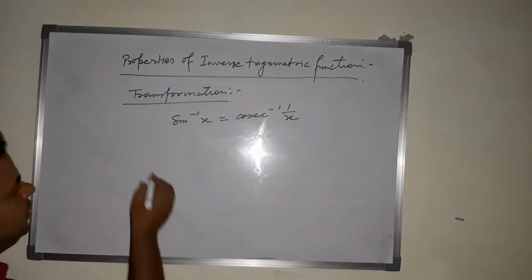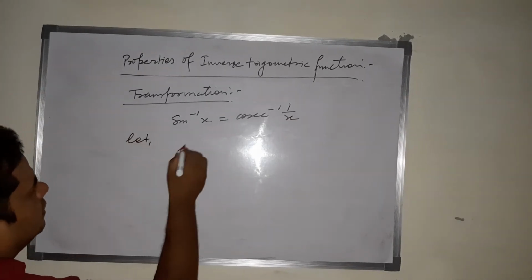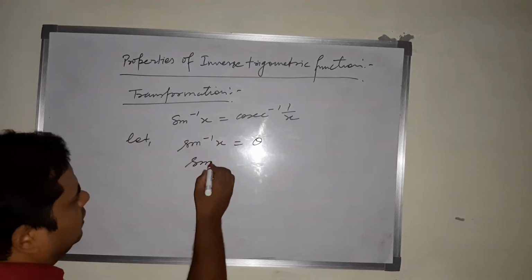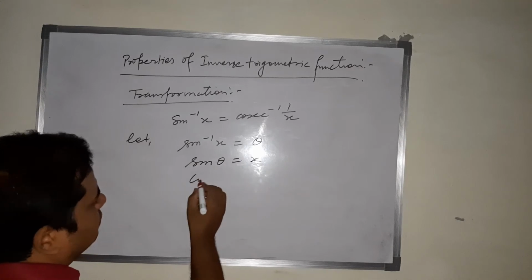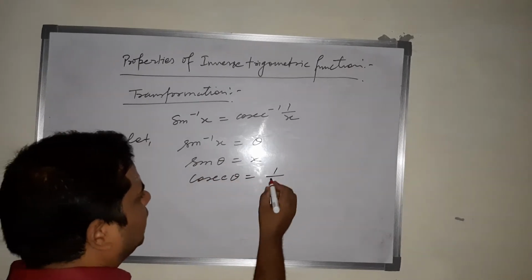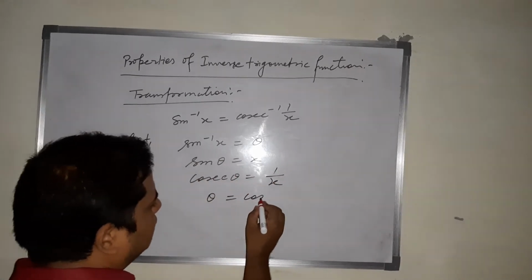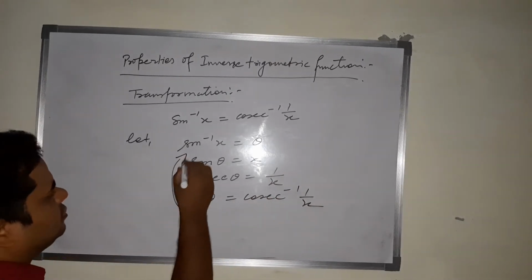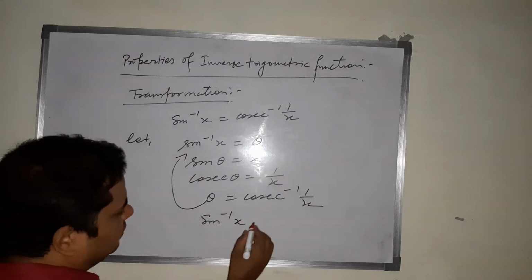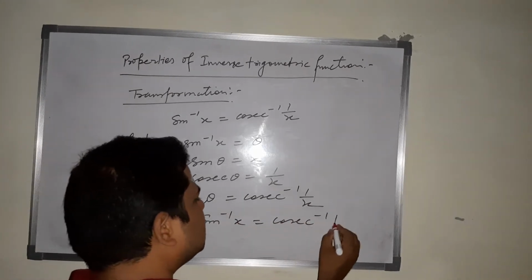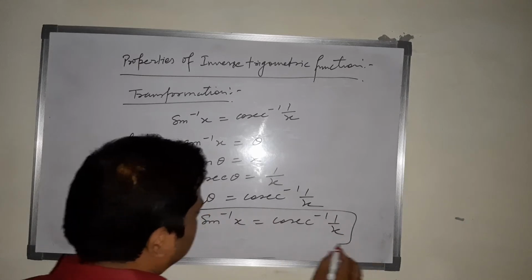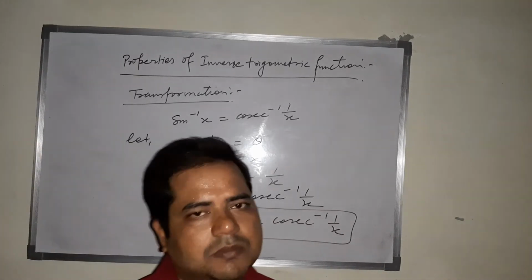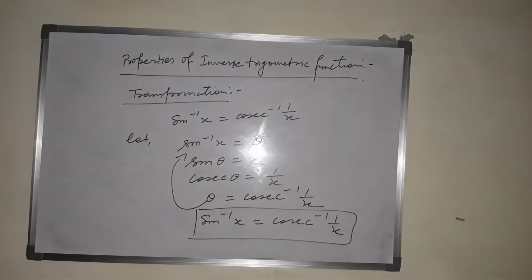So how will we prove it? Let sin inverse x be equal to theta, then sin theta is equal to x. So cosec theta is equal to 1 upon x. So theta is equal to cosec inverse 1 by x. And theta was already supposed to be sin inverse x. So sin inverse x is equal to cosec inverse 1 upon x. In the same manner, we have to do some other properties, some other transformation. Let us see.